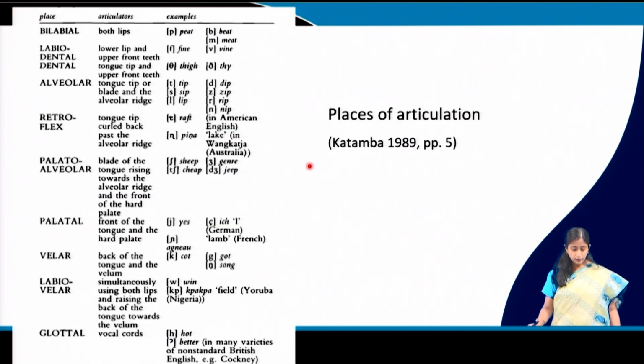Now, let us look at it in detail. If you want to see, you can see here how bilabial is explained, or uttered, or articulated with the help of two lips.